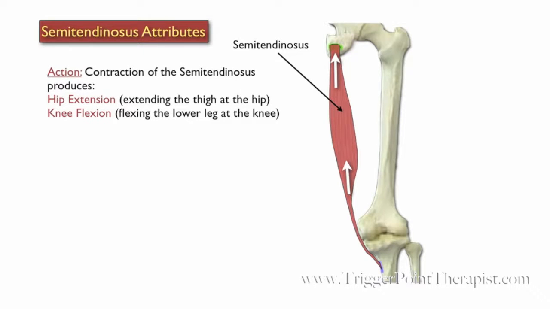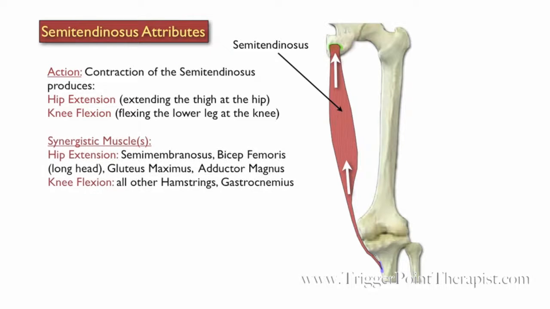Contraction of the semitendinosus again produces hip extension and knee flexion. The synergistic muscles for hip extension are the other hamstring muscles, the gluteus maximus and the adductor magnus. And for knee flexion, the synergistic muscles are again the other hamstring muscles and the gastrocnemius.